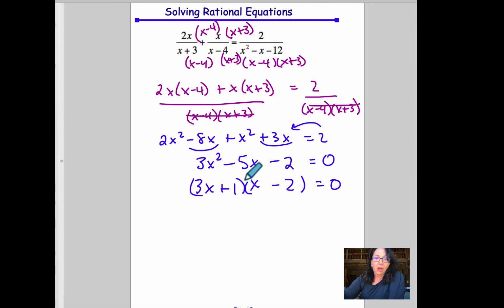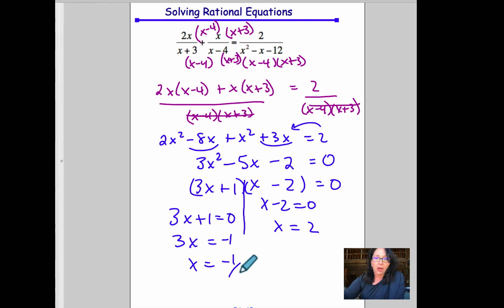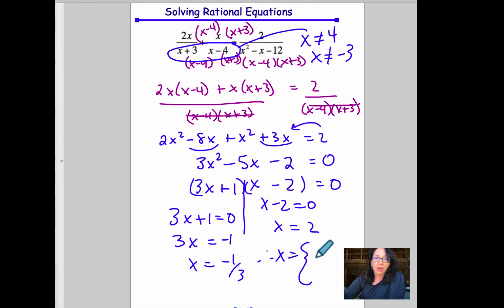So now what I'm going to do is split this up and set both factors equal to 0. So I have x minus 2 equals 0, x equals 2. I have 3x plus 1 equals 0, 3x equals -1, x equals -1/3. I'm going to check my answers up here because I want to make sure of your restrictions: x cannot equal 4, and you also know that x cannot equal -3, neither of which we got as a solution. So therefore, your answer is x equals negative 1/3, comma 2. Put your answers in solution sets.